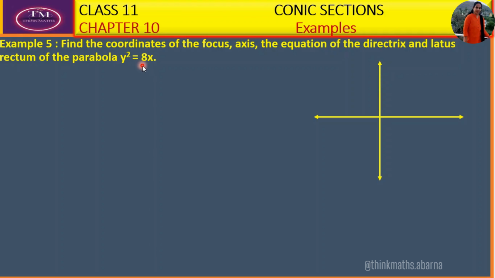Here there is no negative sign. So that means the parabola is in positive side of x-axis. So this is the way the parabola will be there. Okay. So let me start the solution.